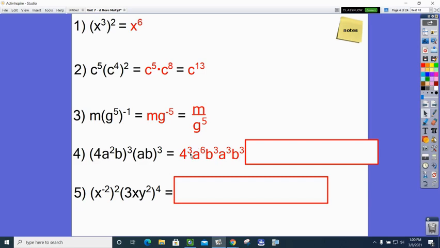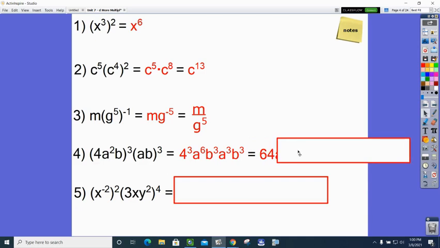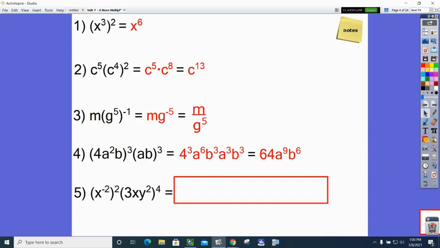So 4 to the 3rd, we can definitely simplify that to be 64. Now we have an a to the 6th and an a to the 3rd. When we multiply, we write the base and add the exponents. And b's, when we multiply, we write the base and add the exponents. And look how much cleaner that is than that mess.